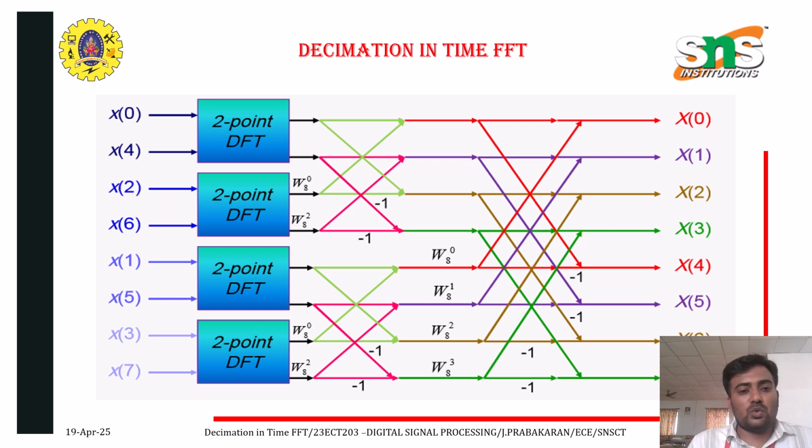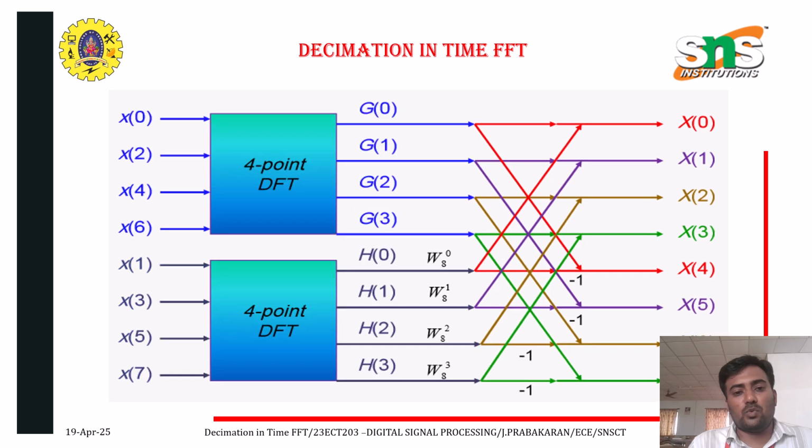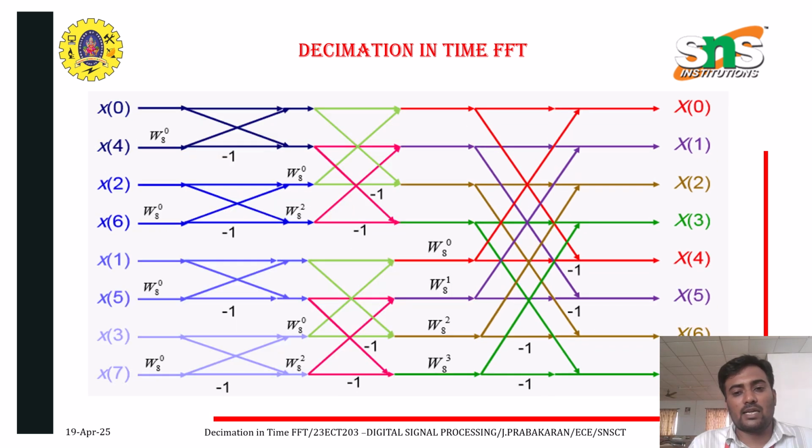First you have to calculate the 2-point, then the 4-point sequence, then the 8-point sequence. The output of the 2-point sequence is considered as the input of the 4-point. Then the output of the 4-point is considered as the input of the 8-point, and the final output is the output of this 8-point sequence.